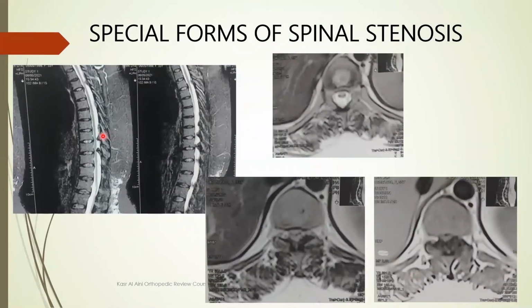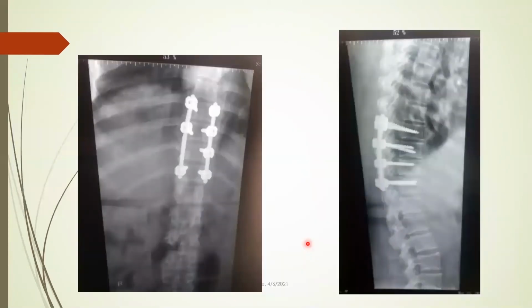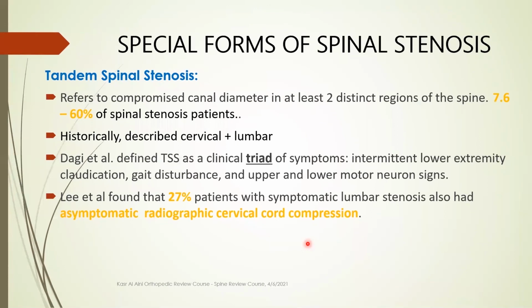This is the MRI. All these are ossified ligamentum flavum, 3 levels. This is the normal canal. This is the narrowed canal. And this is the post-operative after wide laminectomy, decompression, and fusion.